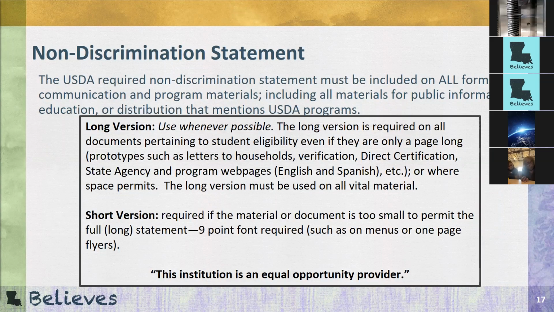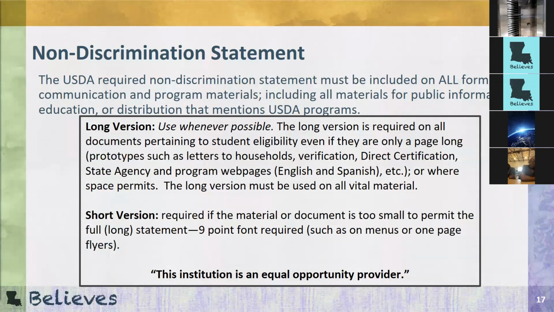The USDA non-discrimination statement must be included on all forms of communication and program materials. Program materials include all public information and education. The long version of the non-discrimination statement is required on all documents pertaining to student eligibility, such as prototypes of letters to the households, verification, and direct certification. The long version should also be used whenever possible or where space permits.